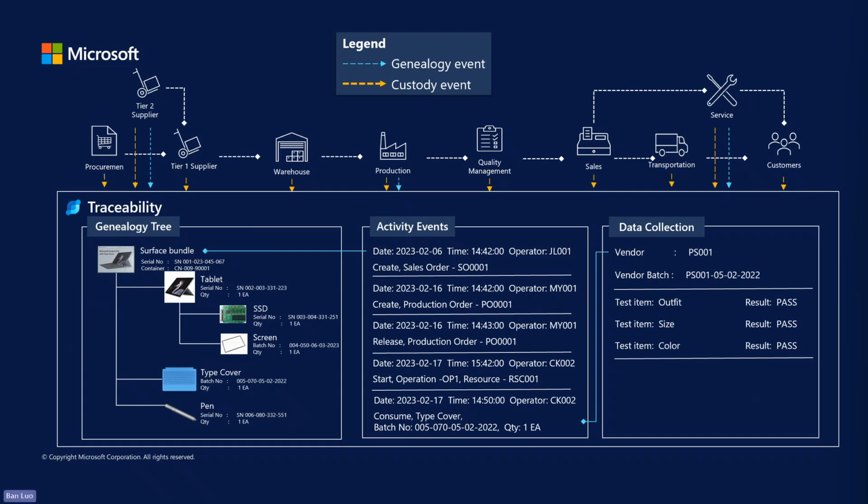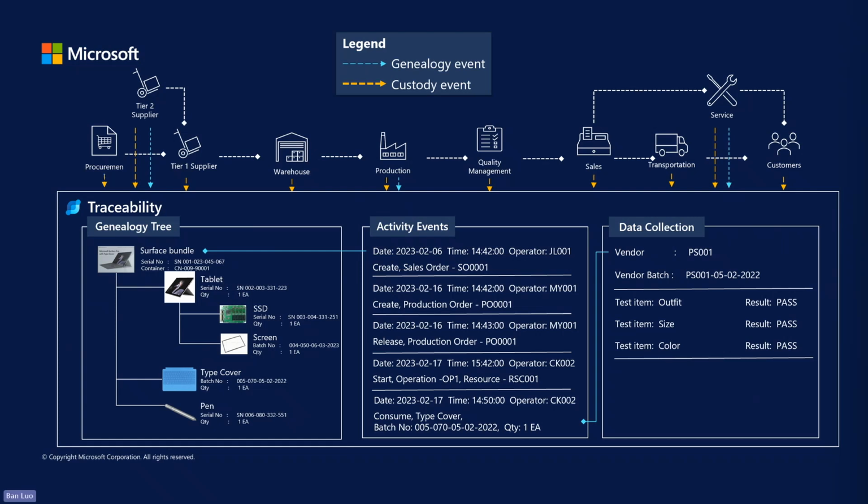And besides these two blocks, we have the third block called the data collection. For different industries and customers, there are specific track and trace requirements. So in this example, you can configure and collect vendor information, like the vendor account and the vendor batch number. And also you can collect the quality test item and the test result according to your business need. So this data collection object offers flexible extensibility to the traceability feature.